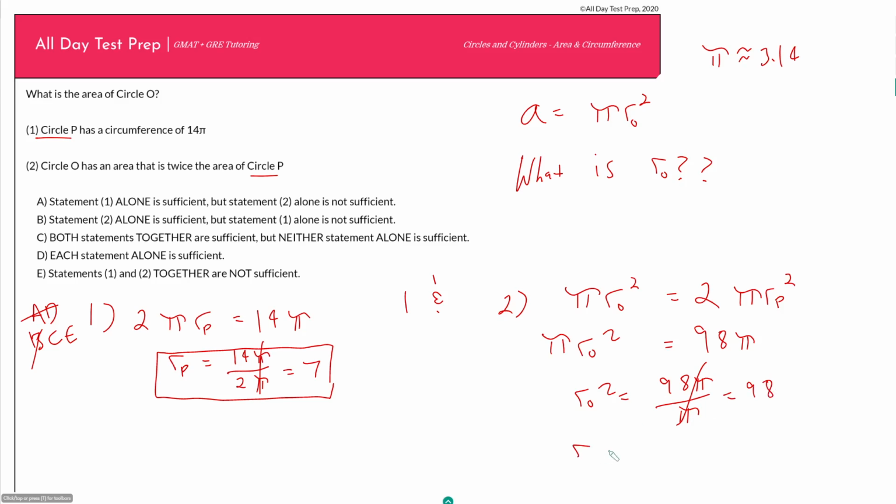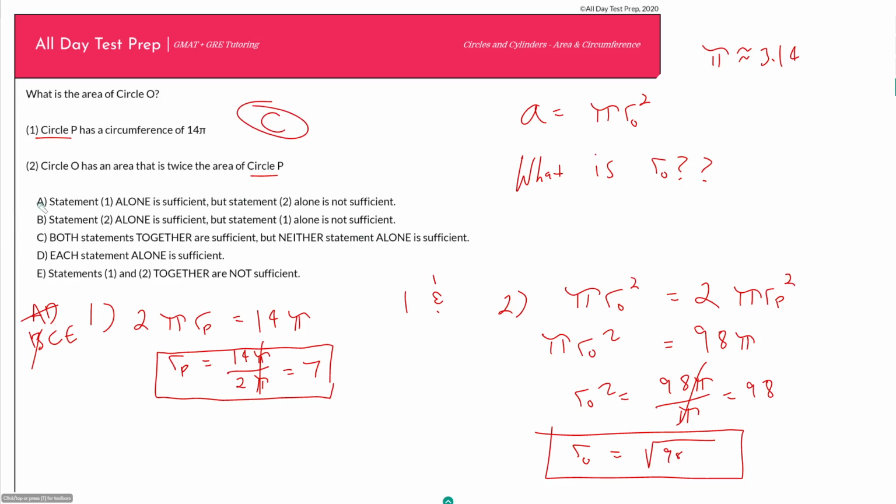We need the radius. And remember, when we're talking about geometry, it is a real world scenario, and so it is not possible to have a negative radius. So when I take the square root of r squared, it only has a positive value. I don't know what the square root of 98 is. It's a little bit less than 10 though. I don't need to know exactly what it is to say that our statements together are sufficient to answer this question.